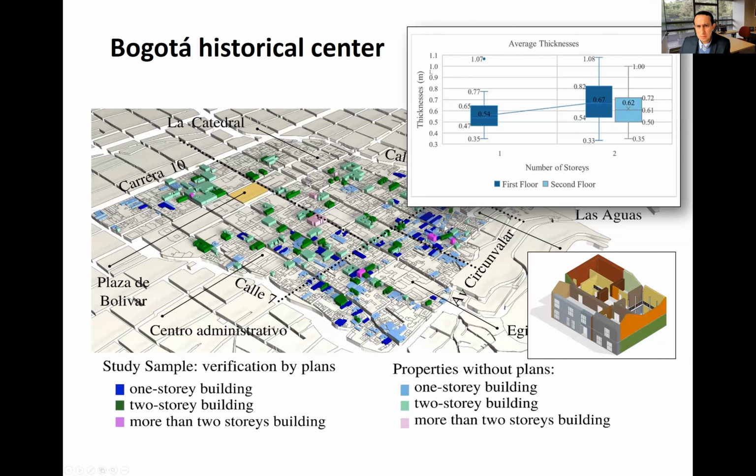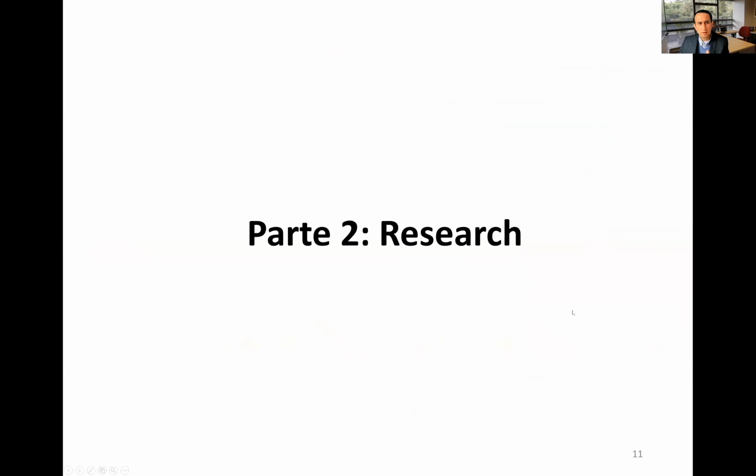So here we see the thickness of the walls. The thickness varies around, I would say, 0.60 meters, 60 centimeters for one-story buildings, and for two stories, a little more for the first story walls. We did models of all these houses, and we have those in Revit. So with that, we have a good coverage of the architectural features present in these houses.